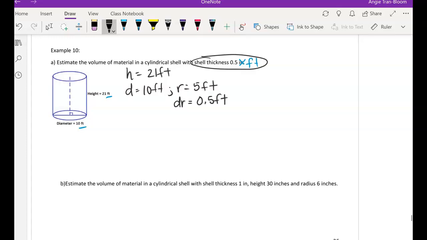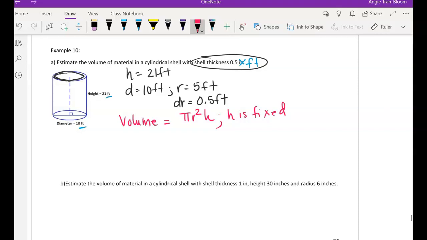So if you see the thickness of it, what's happening is the shell thickness is really what's happening here, right? So this is the shell, and that's going to be half of a foot. So that's the change in the derivative. So question A says, estimate the volume. Well, what we want to do is write the volume formula down. Volume equals pi r squared times h. The height is fixed because it gave us the height of 21 feet.